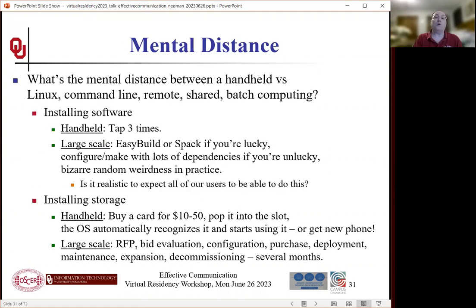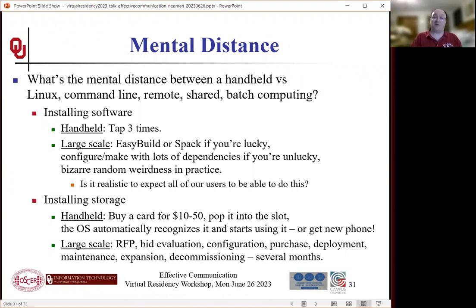Well, if you're going to, let's say, install software on your phone, what does that take? Well, you do 3 taps, right? 1 tap to open the app store, 1 tap to pick the app, and 1 tap to give it permission to listen in on all your phone calls, right?